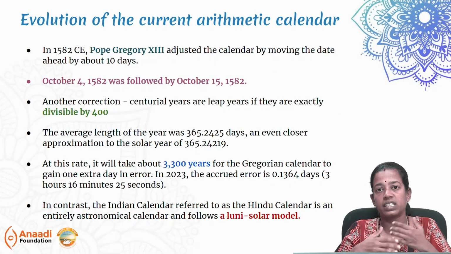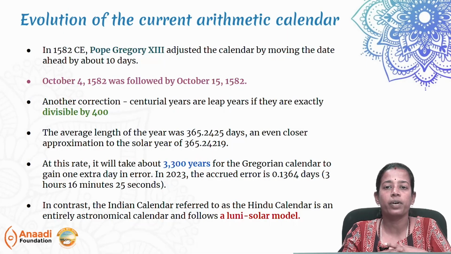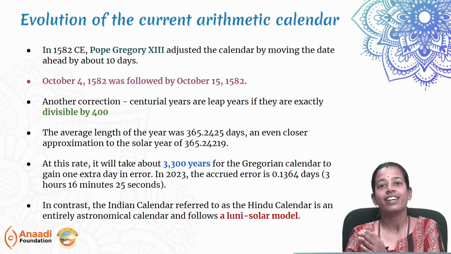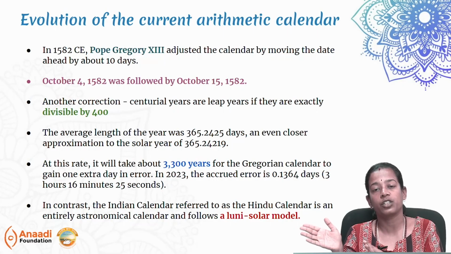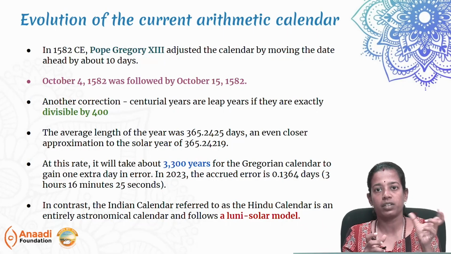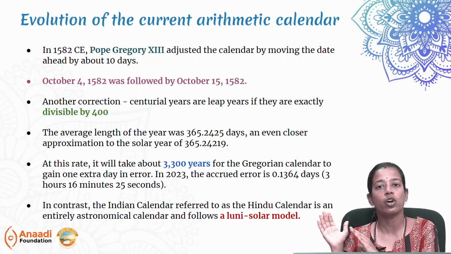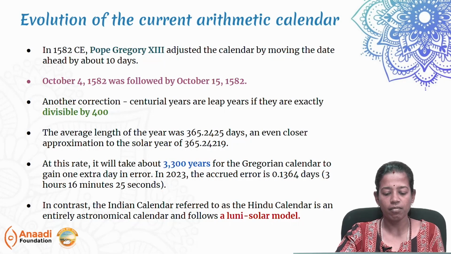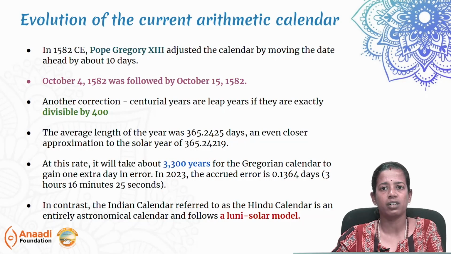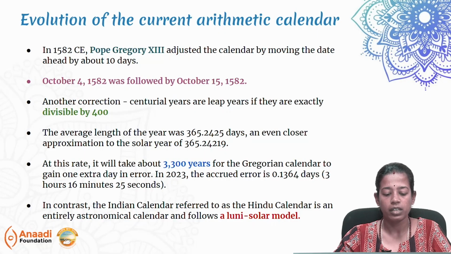So, to adjust this, in around 1582 CE, Pope Gregory the 13th adjusted the calendar by moving the date ahead by about 10 days, because the equinox was getting measured on March 21st, because of the extra 1 day getting added every century, an error of 1 day. So he pushed about 10 days in 1582, which is still not a good calculation because there is also a lot of approximation involved.